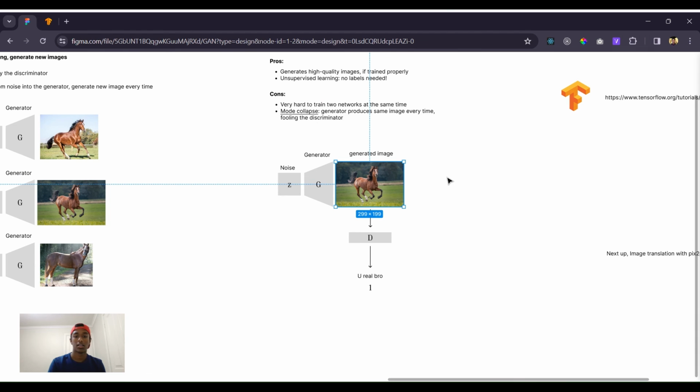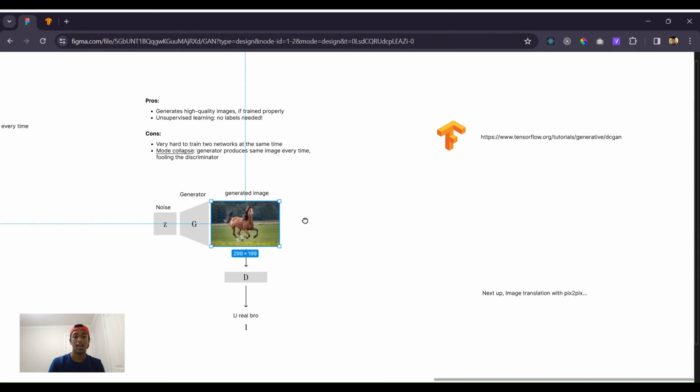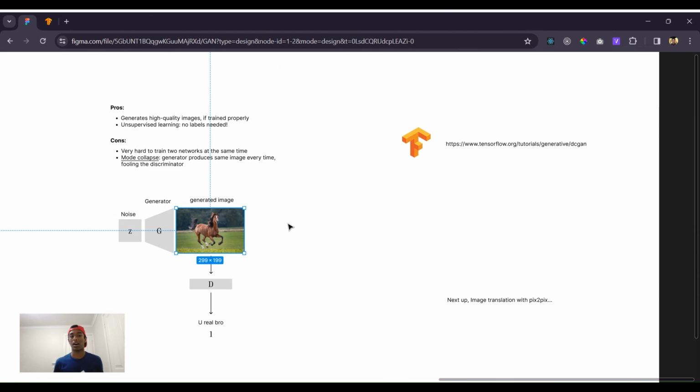All right, so that's the pros and cons. And that is basically the GAN architecture finished. So in this video, you learned about the GAN architecture, you learned about the generator and the discriminator, you learned about how they are competing together and that they have opposing objectives. You learned how they are trained, you learned about the loss function, and you learned about some advantages of GANs and some disadvantages of GANs.